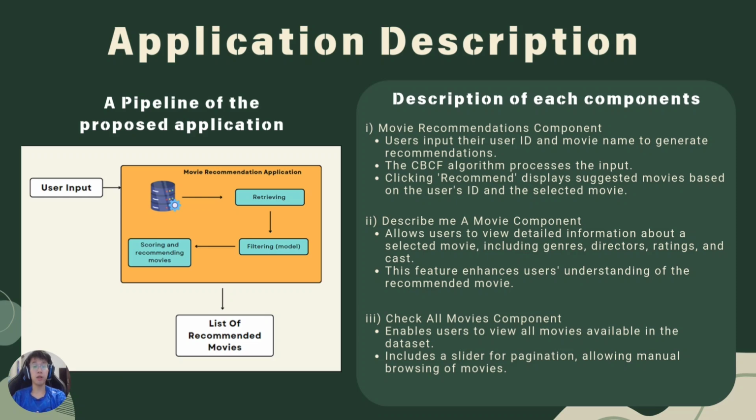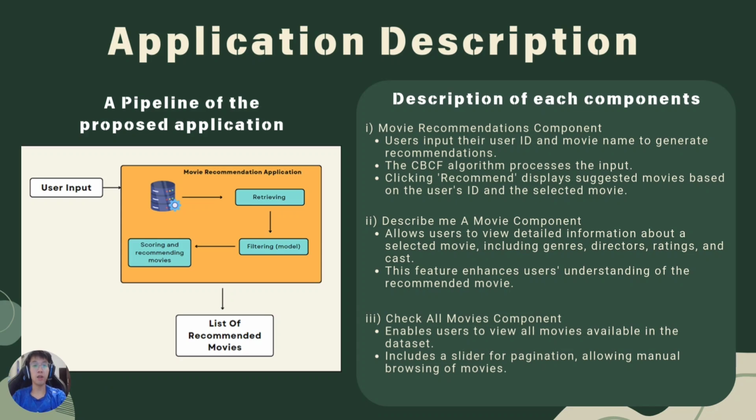This is where the user enters the ID, and this is where the CBCF algorithm will process the input. Clicking on the recommend display, based on the user ID and the selected movie, it will send to the application. And then the second part is the describe a movie component. This will allow the user to see the detail about a selected movie, including the genres, director, rating, and cast. The feature enhances user understanding of the recommended movie. It describes the movie in detail.